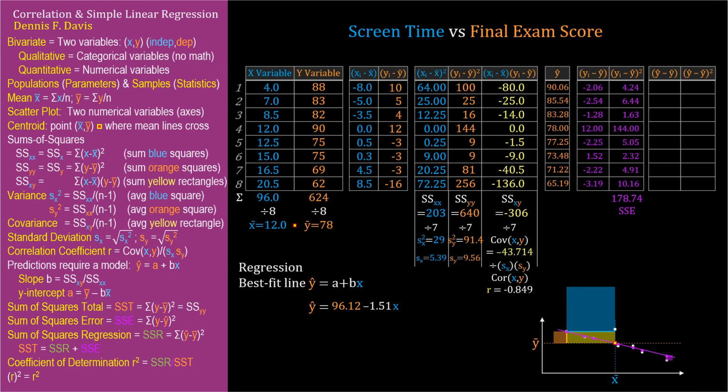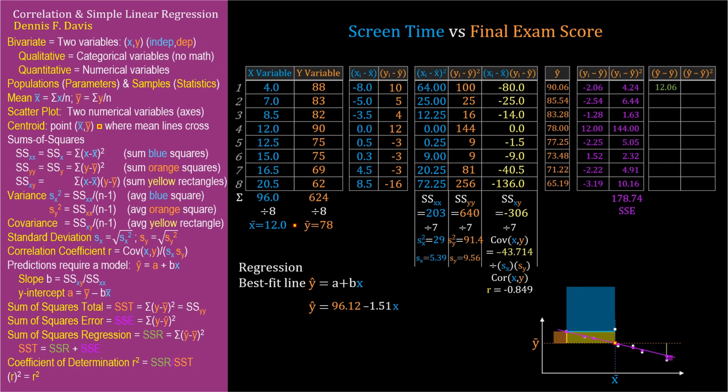To finish our chart, we calculate y hat minus y bar. This is the vertical distance between the mean and the corresponding regression model prediction for each x value. Y hat is in this column and y bar is always 78. So for the first data point, 90.6 minus 78 is 12.06. It's a vertical difference, so the units are exam score points. On the scatter plot, this is the pale green distance from the mean to the corresponding purple prediction point.